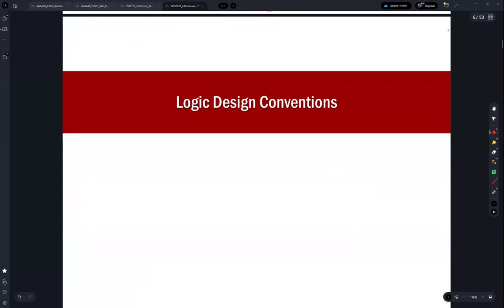Before learning about some hardware architecture, let's learn about some logic design convention. This is somewhat of a review of the digital logic design course, but this knowledge is also required for understanding the hardware architecture of a processor.